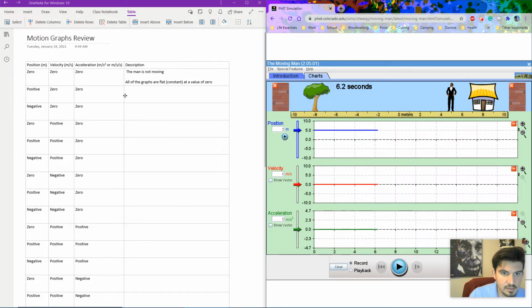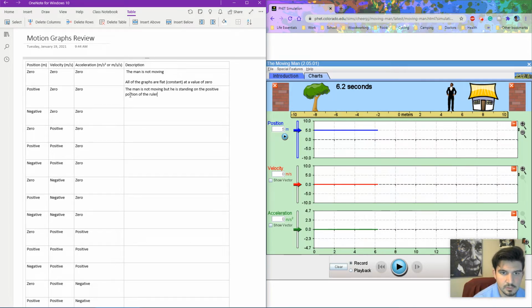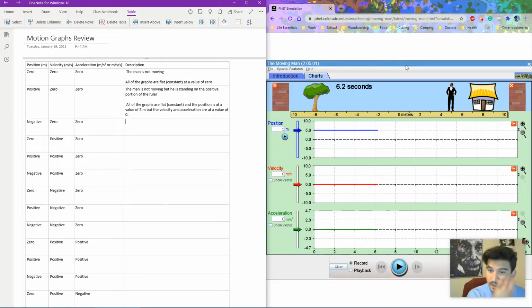And what we could say is the man is not moving, but we can get more specific. We would say that he is standing on the positive portion of the ruler. Okay, so he's over here on the positive side. And we could also say all of the graphs are flat, which means that they're constant. And the position is at a value of 5 meters, but the velocity and acceleration are at a value of 0. Okay, velocity would be 0 meters per second. Acceleration would be 0 meters per second squared.